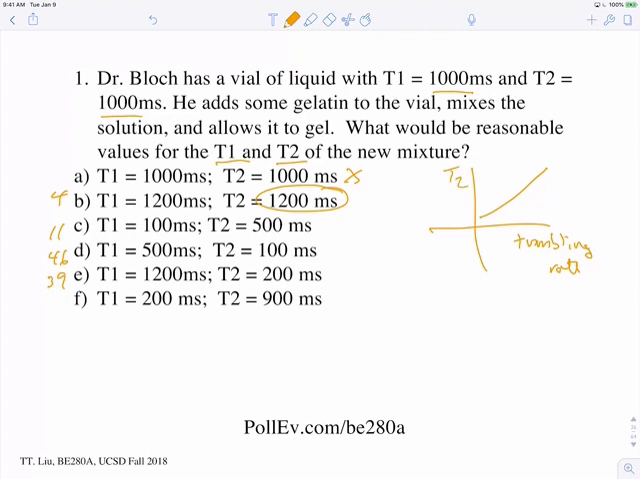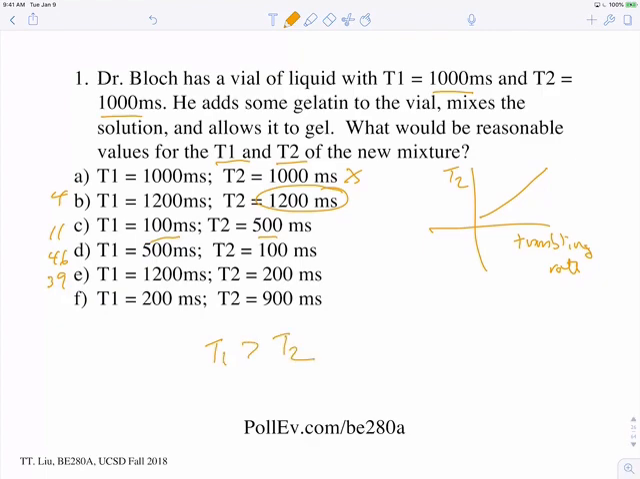Okay. What about this one here? T1 is down to 100 milliseconds and T2 is 500 milliseconds. Why might we rule this one out? Go ahead. Right. T1 should be larger than T2.